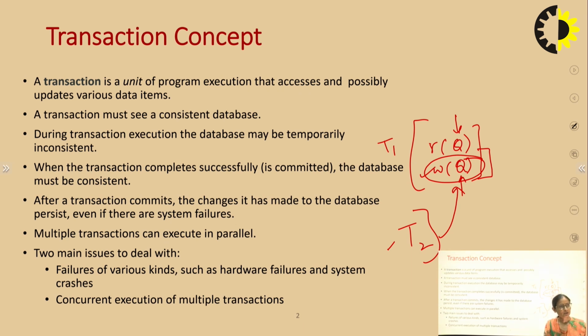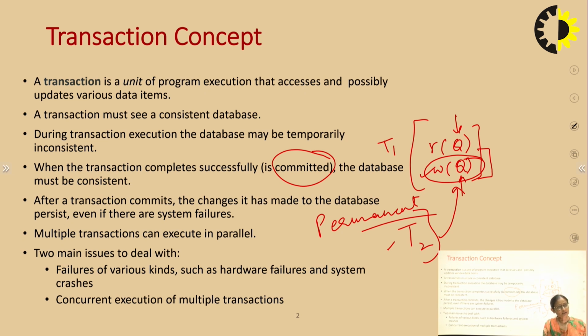When the transaction completes successfully, and by successful completion I mean once you run the commit command, the database must be consistent. After a transaction commits, the changes it has made to the database persist even if there are system failures. That is, it becomes permanent. Once you have committed something to the database, that change becomes permanent in the DBMS.